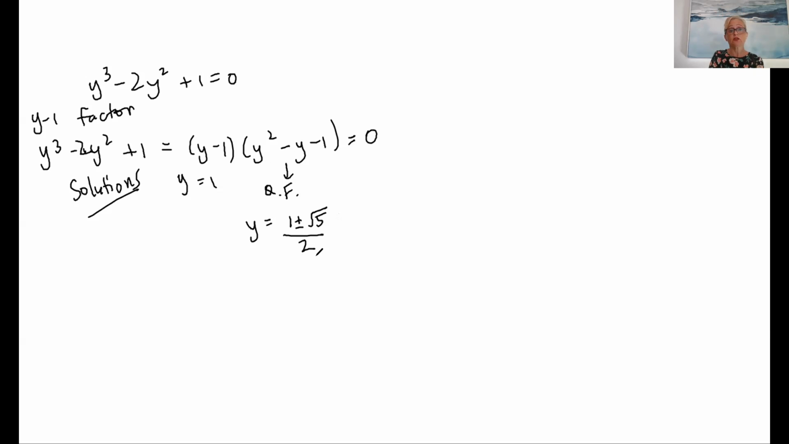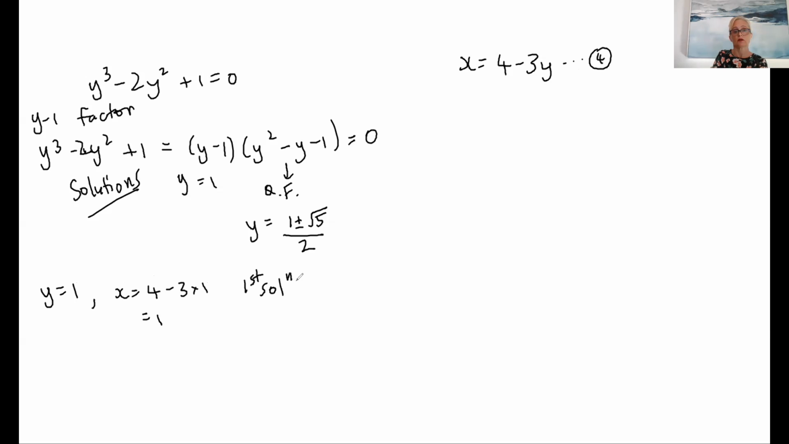Then all we really need to do is for each of these 3 y values, sub back in. Remember we had an equation that we said that x was 4 minus 3y, and I think we called that equation 4. So we're going to sub back in to find out the relevant x value for each y value. So when y is 1, this one's nice and easy. X is 4 minus 3 times 1, which is 1. So one solution is 1, 1.